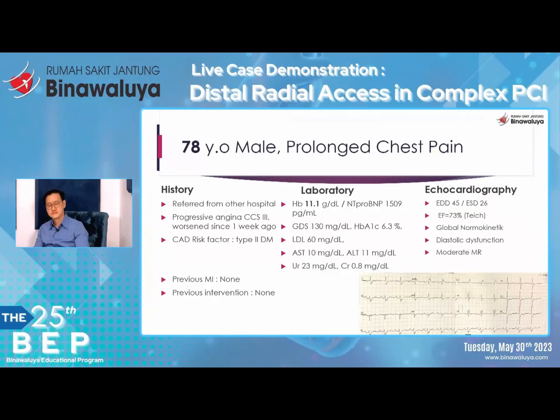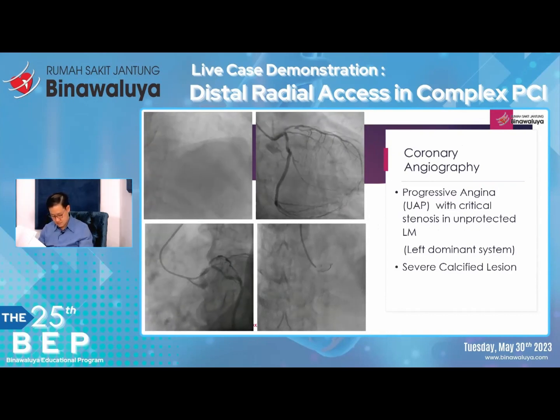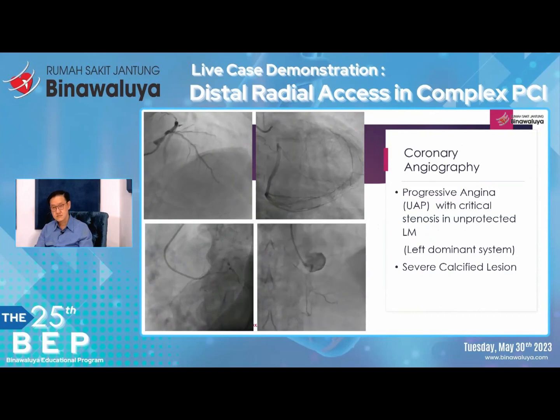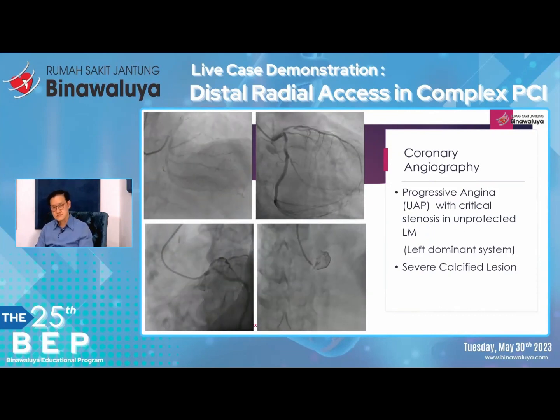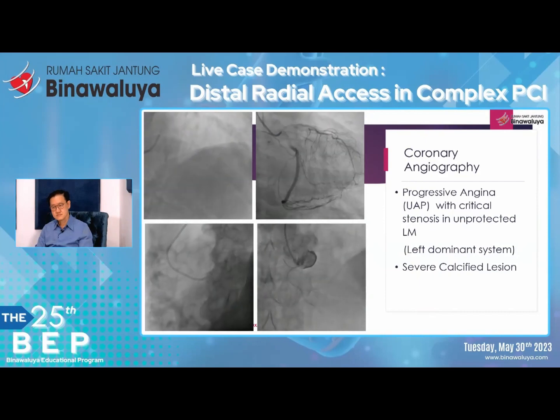So we have a 78-year-old gentleman with prolonged chest pain, with type 2 diabetes, and he had no previous myocardial infarction or intervention. In his lab results, there's a slight increase of NT-proBNP level with a normal LDL and A1C. The renal function is good, and the echo shows a good ejection fraction. As you can see from the angio result, this patient had a progressive angina with critical stenosis and severe calcification in the distal left main up until the ostial LAD and the circumflex. So let's proceed with the case.